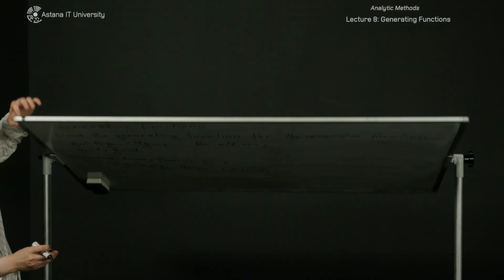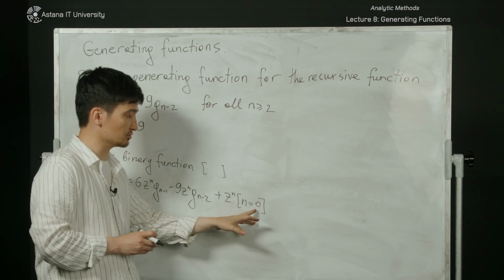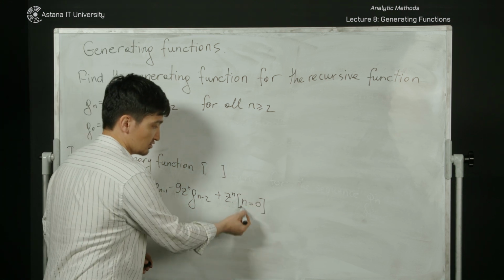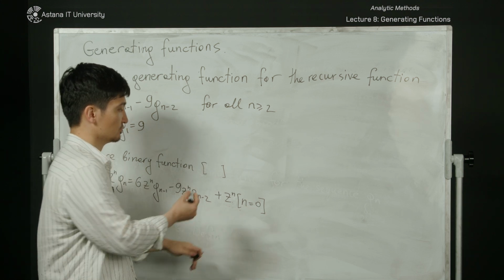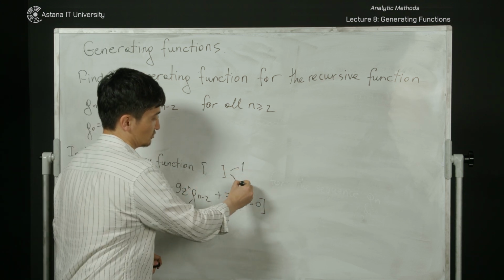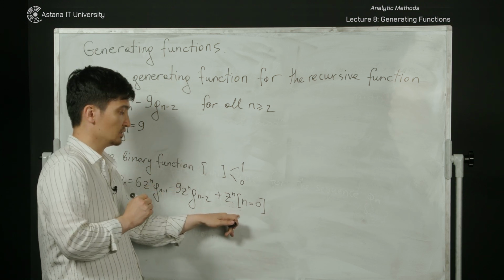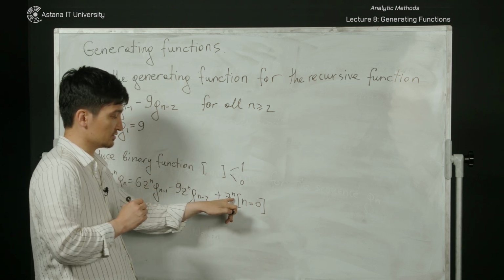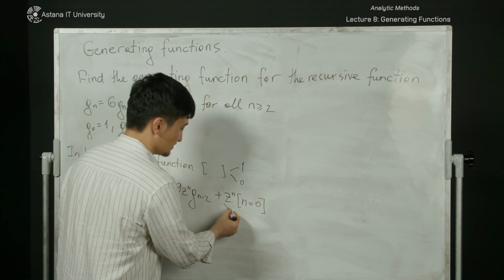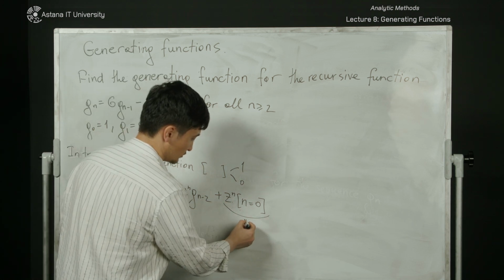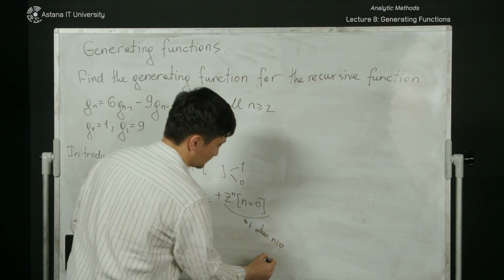So therefore, I'm putting this condition inside the bracket. When n equals 0, this condition is true, and the value of this binary function, remember, it is 1 or 0, will be 1. And when n equals 0, z to the power of n will be 1, right? So this is simply 1 when n equals 0.